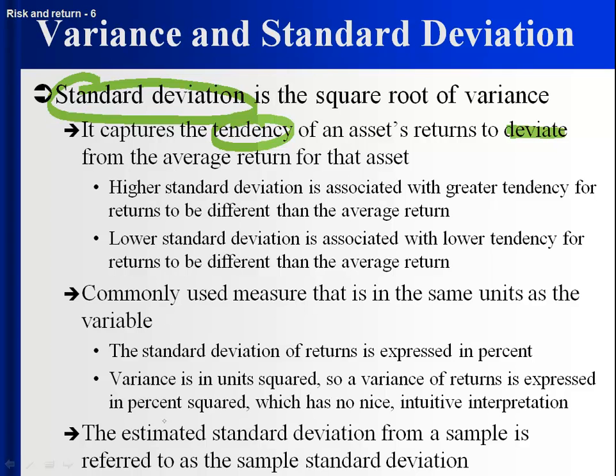And when we talk about the estimated standard deviation or the estimated variance from a sample, that's called the sample standard deviation or the sample variance. That means we've got a sample, a finite number of actual observations of returns, and we want to use that information to estimate the standard deviation or the variance. We use the techniques that we've just talked about for finding the variance, where you weight everything by 1 over n minus 1, and the standard deviation is the square root of that.